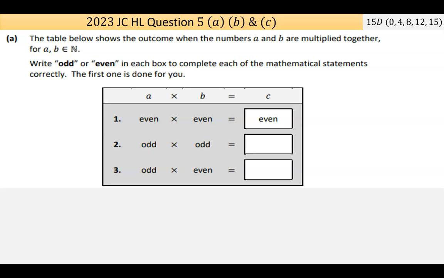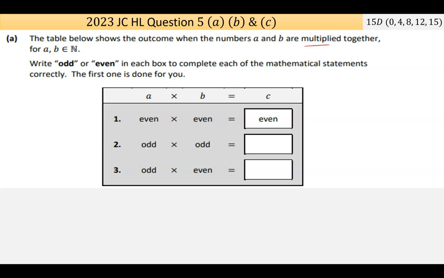The table below shows the outcome when the numbers A and B are multiplied together, for A, B elements of N. That simply means that A and B are natural numbers, which means they can only be positive whole numbers. So 1, 2, 3, whatever. 0 is no longer considered a natural number because they're often referred to as the counting numbers, and you'd only count with 1, 2, 3, whatever.